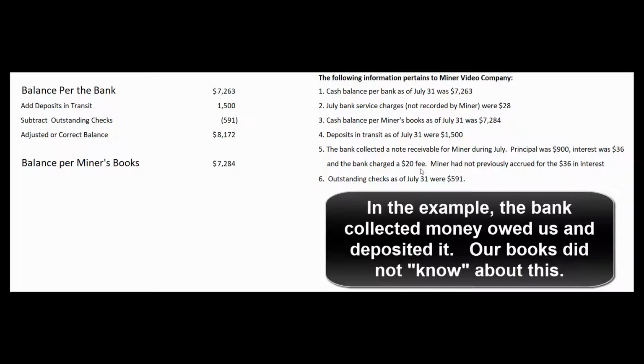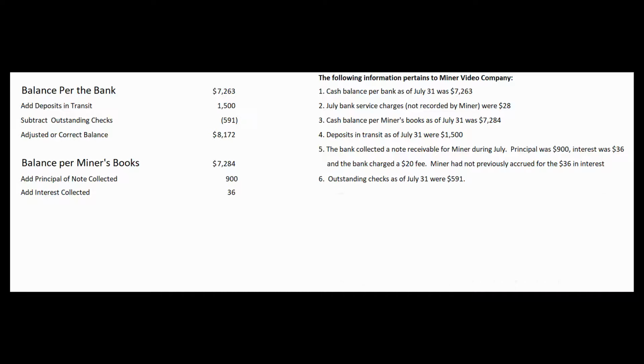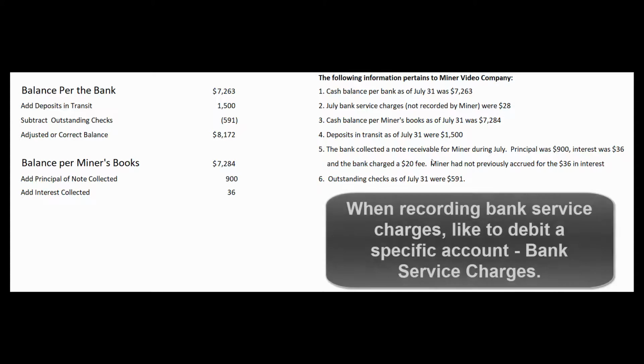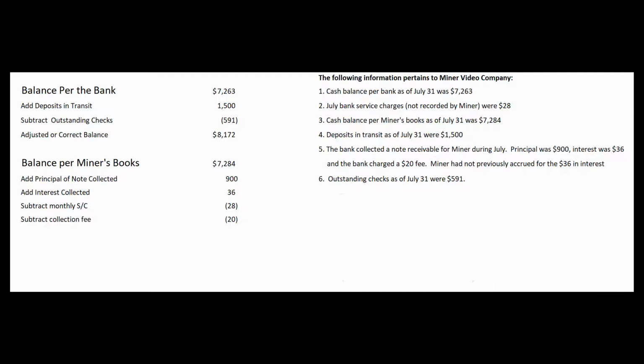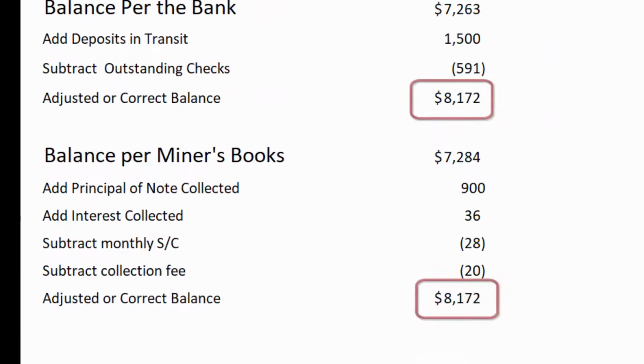Since I'm breaking this down into good news and bad news, let's just put the good news in first. I'm going to break it down into principal and interest because that'll make it easier in a minute when we do our journal entries. I think that's it for the good news in the bank statement. What's the bad news? Well, the bad news is the monthly service charge of $28 and the service charge of $20 they charged us for collecting the note. So I think we've told our books everything they didn't know about. So hopefully when we do the arithmetic, we'll get the same total.